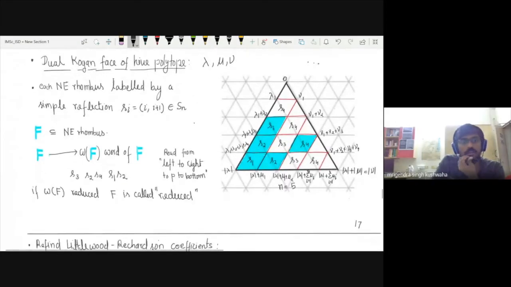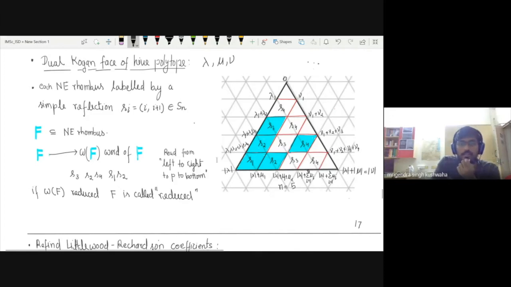Prove some similar version. So I will define quickly what is the dual Kogan face of the Hive polytope. You take our previous Hive, where the left side is lambda, the bottom is mu, and the right side is nu, and you label each northeast face. So this is the northeast rhombus. I will label it by a simple reflection of Sn, where Si means the reflection of i and i plus 1. So this is the way of labeling: S1, this is the bottom one, then S2, S2 this, and then this. So all of this you can label according to the picture.